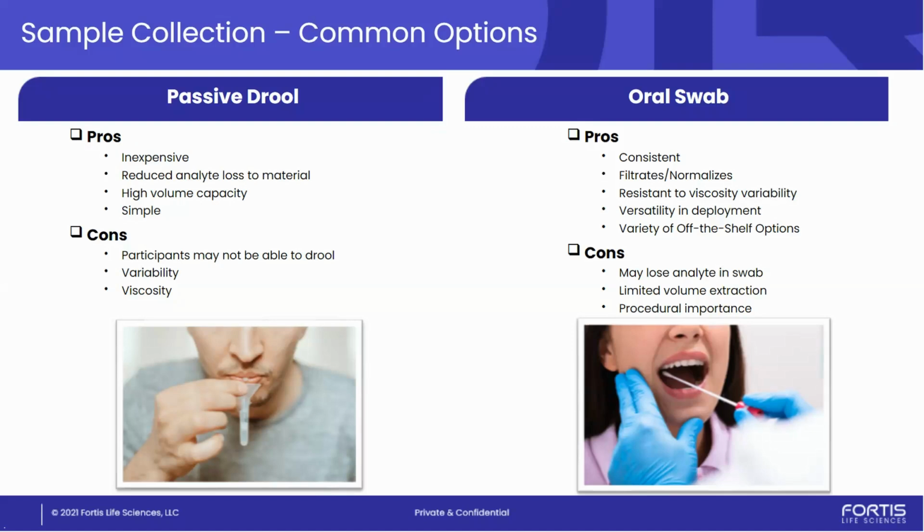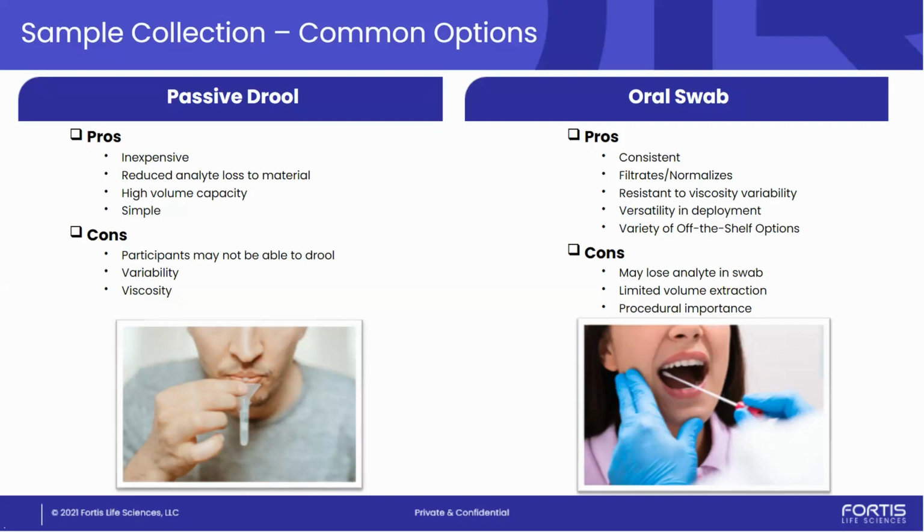But the cons, there are a number. Some samples, particularly in the ICU, you'll have patients that can't drool or can't spit, whether that's because of the ailment, or age, it can be difficult to do this. There's lots of variability, and this goes hand in hand with viscosity. You don't control that matrix very well when it's just spit. If someone's dehydrated and there's not a lot of water content and it's more phlegm, then it's a harder sample matrix. So there's little control and consistency with this method.